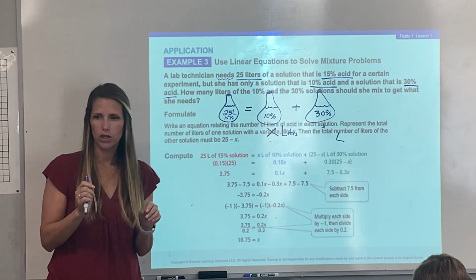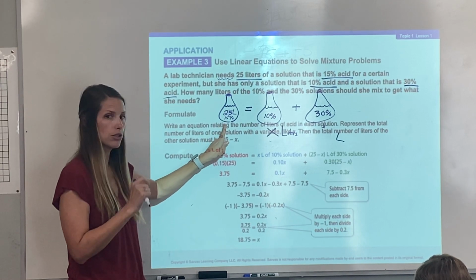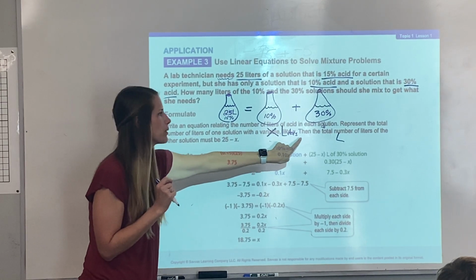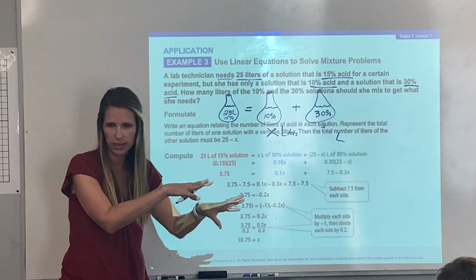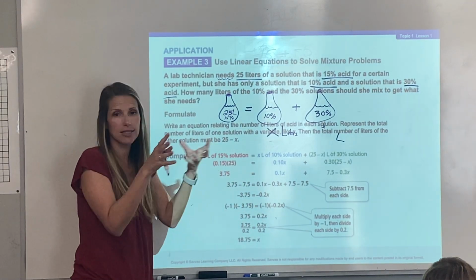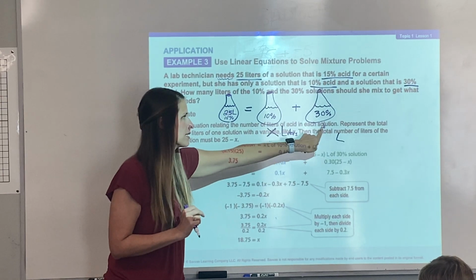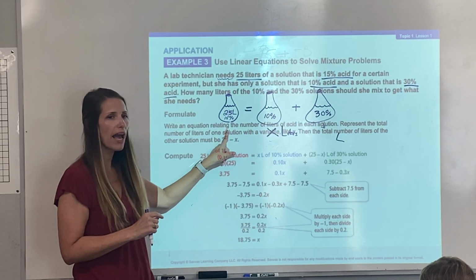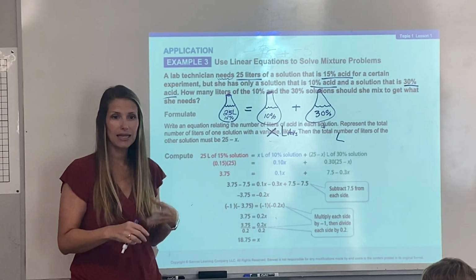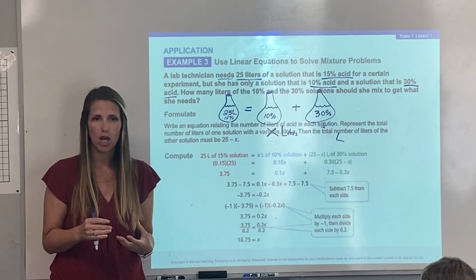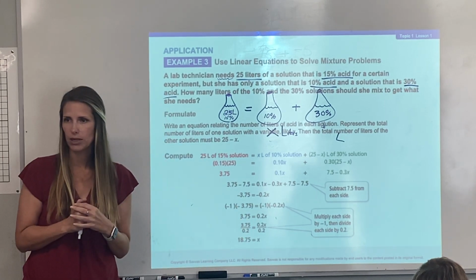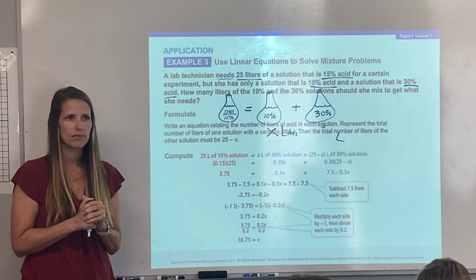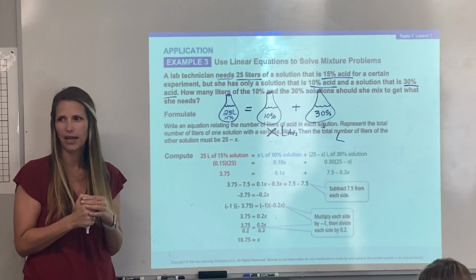Let me ask you this way: using the total 25 and this missing value x, how can we represent the rest of the liters? This represents some of the liters. This represents the rest of the liters that we need. How can we use 25 and x in an expression to represent the rest of the liters that we need? Everybody get it?